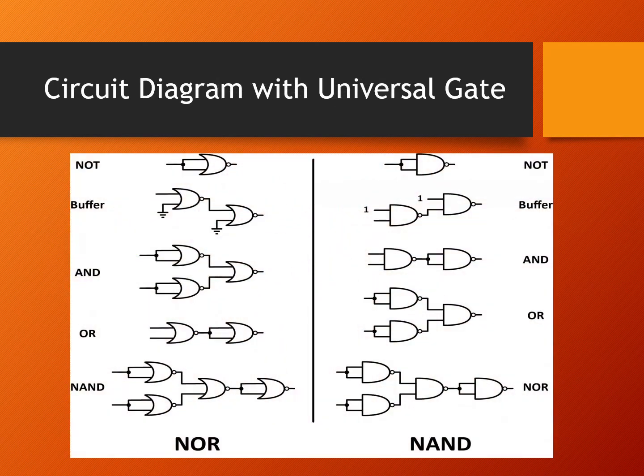Circuit diagram with universal gates. Using the universal gate NAND or NOR, you can design all the gates without the help of other gates. Here we see the different gates made by using NOR and NAND.